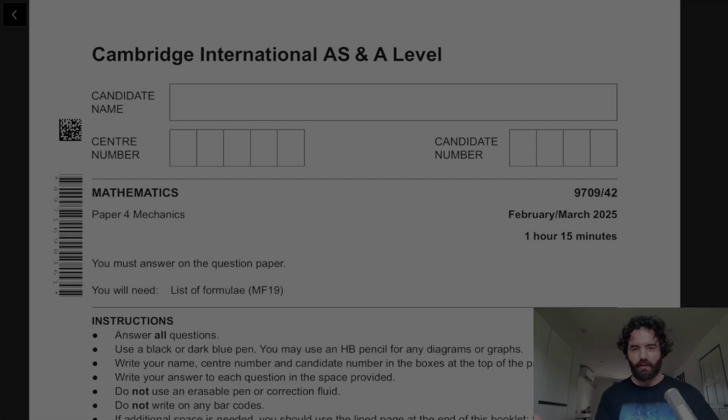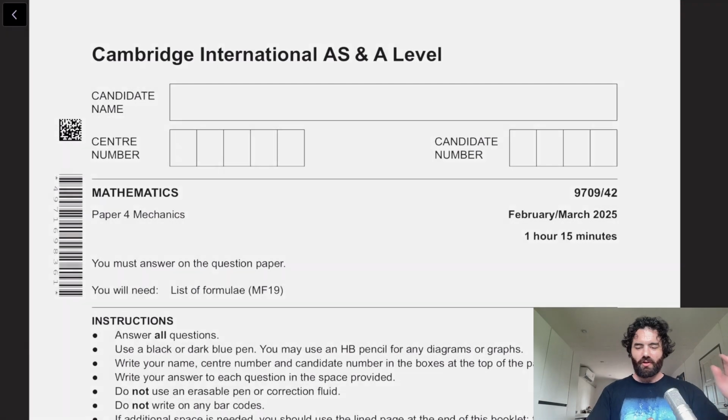Okay, let's do another paper. Let's do it. Just do it. We'll be doing a mechanics paper. The most recent one I could find is a 2025 mechanics paper.